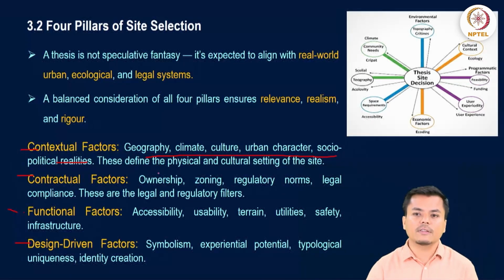Contractual factors include ownership, zoning, regulatory terms, legal compliance. All this information related to the site is called contractual factors, and they define the legal boundaries for your project. Functional factors like accessibility, usability, terrain, utilities, safety and infrastructure, all this information from the site is called functional factors. And design driven factors are symbolism, experiential potential, typological uniqueness, and identity creation.